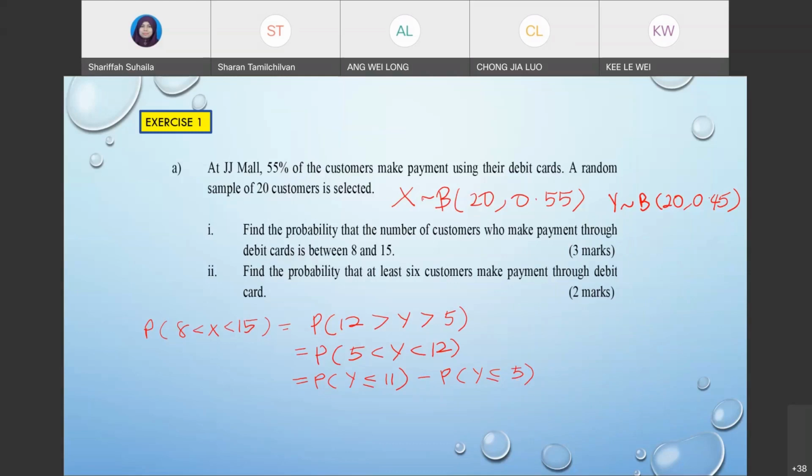Okay, now use your stats table. You find your n is equal to 20, your pi is 0.45. Okay, so Y less than or equal to 11, on page 19, n equals 20, your pi is 0.45. So in here, you will have 0.8692, minus probability Y less than or equal to 5.